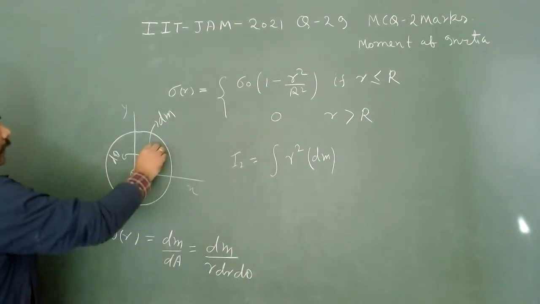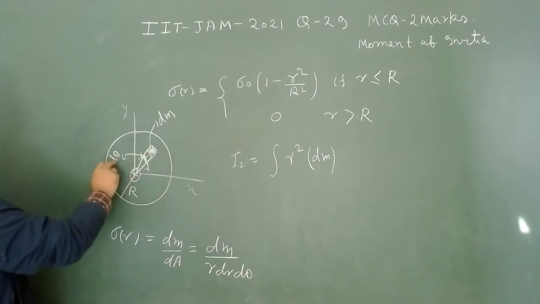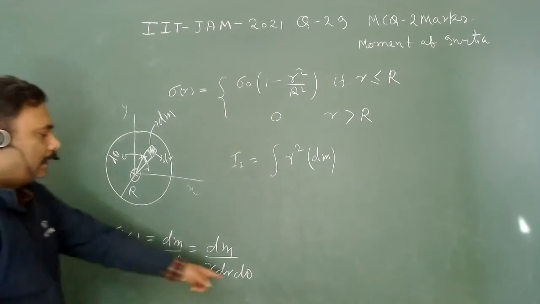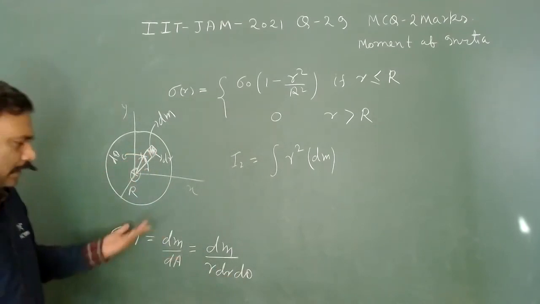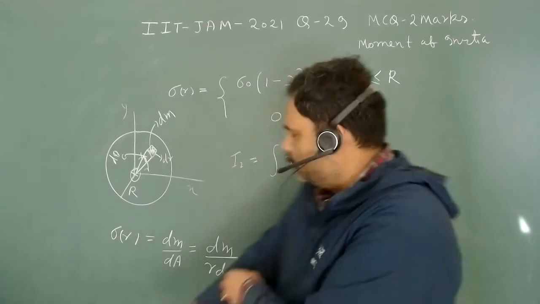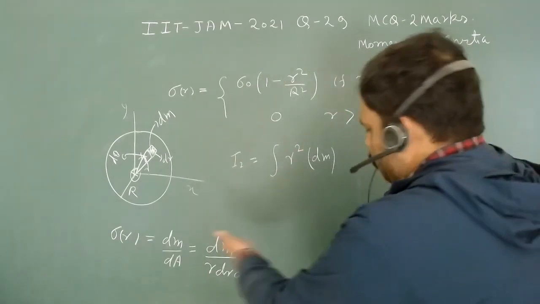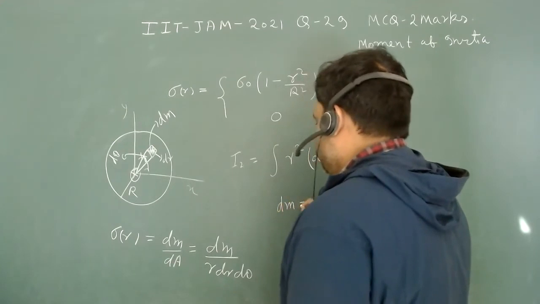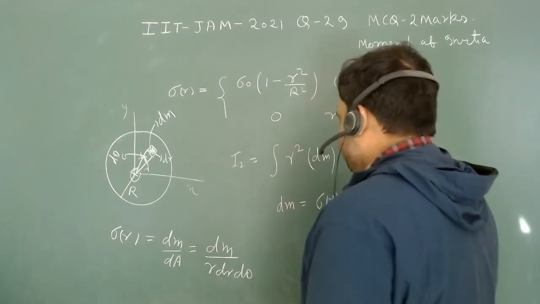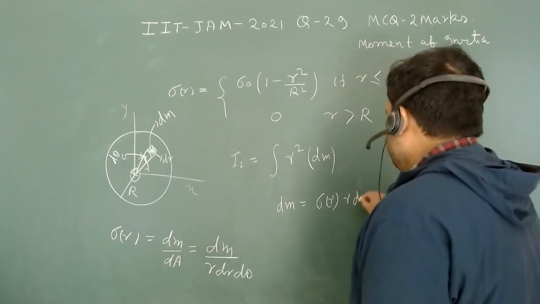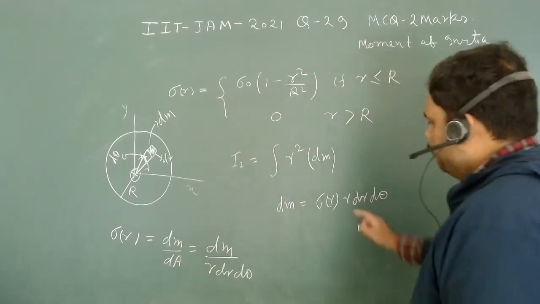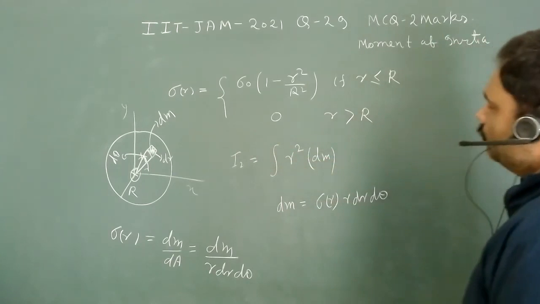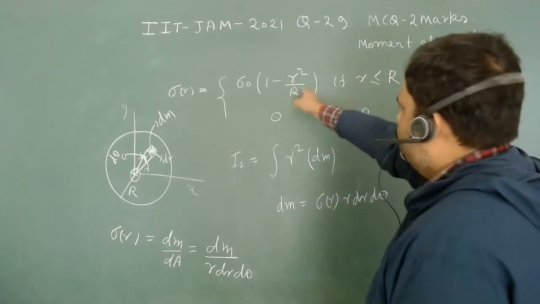So this elemental area, if I put this angle as d theta, this is r, this distance is dr, then obviously the whole area is r dr d theta. And we can easily derive this particular thing also, but I am not going to derive it. So what I get is dm is equal to sigma r times r dr d theta, and we can put this particular value here. Now we have to go for the double integral. So we have to put the value of sigma r.